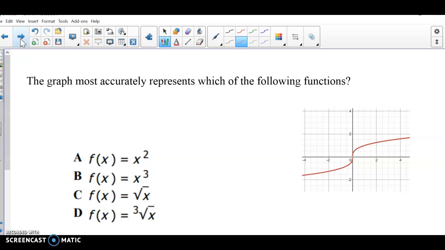The graph that most accurately represents which of the following functions. What does this look like? Hopefully by now, if it looks like an S-shaped curve, you can identify that it is a cube root. Square root, remember, would only be part of that, half of a parabola, okay?